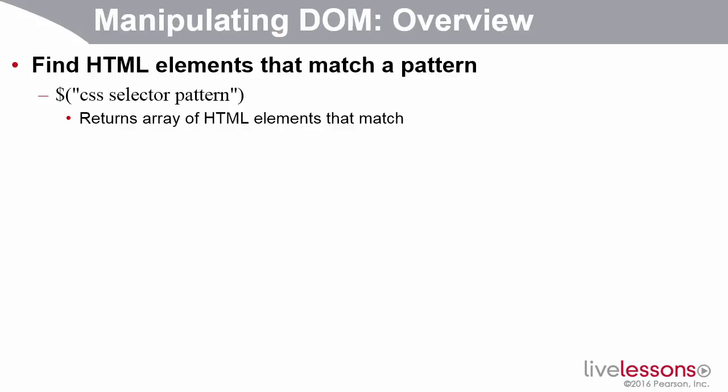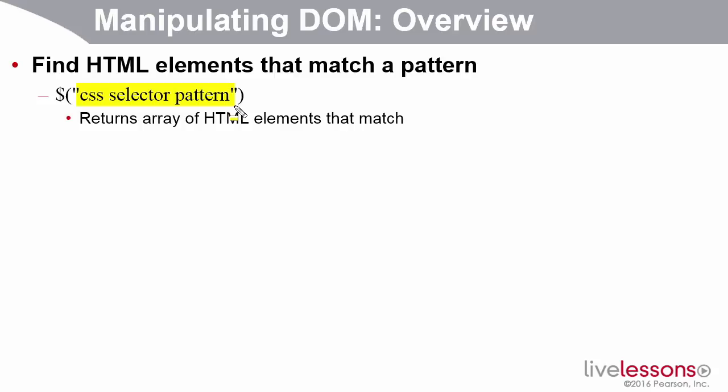Okay, so here's the idea. First, find HTML elements that match a pattern. That's exactly what we did interactively. And the beauty of it is what you supply as a string to the $ sign function is exactly the things we talked about in the CSS lecture. Exactly the things that you can put in your CSS file. So this was a brilliant idea of jQuery.